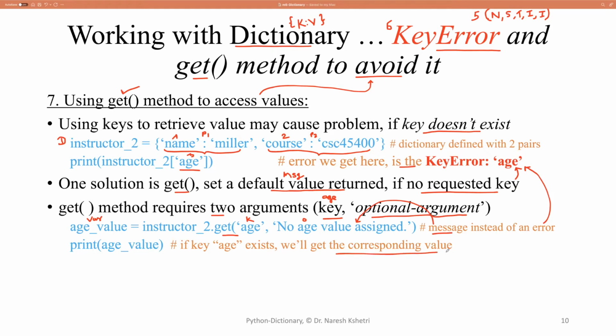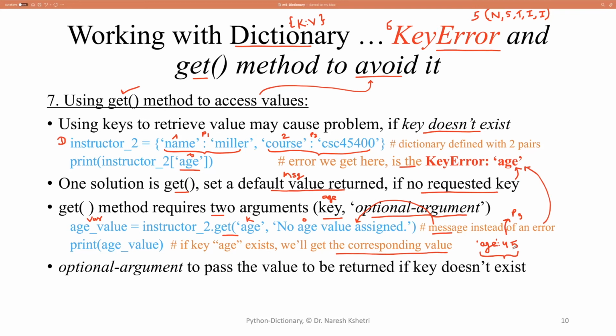If the key age exists, we will get the corresponding value. If we have a key called age with some value like 45 in our dictionary, defined as the third pair, then we'll get 45. But we will see this more clearly in the example.